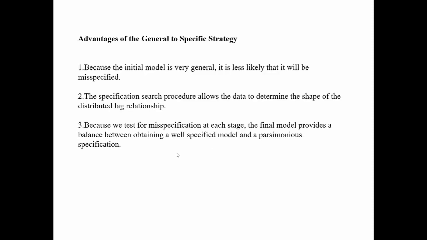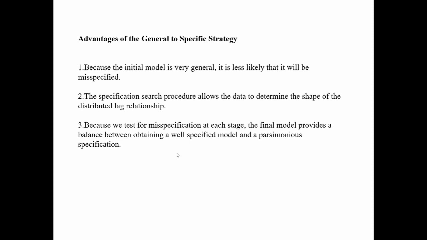Okay, what are the advantages of this approach? Well, the basic advantage is because the initial model is very general, it's less likely to be misspecified than the sort of very tightly restricted model we would start off with in the specific to general methodology. The second advantage is that instead of imposing a particular dynamic structure on the model, the specification search procedure allows the data to determine the shape of any distributed lag relationship between the y and the x variables.